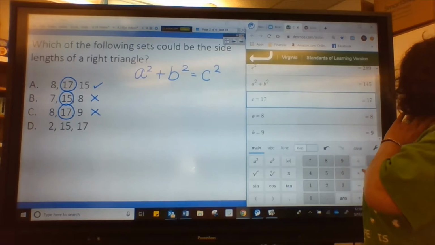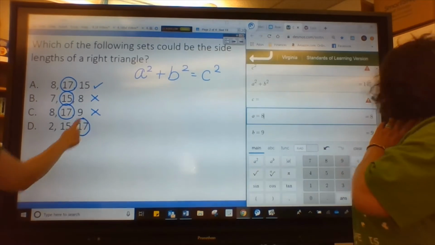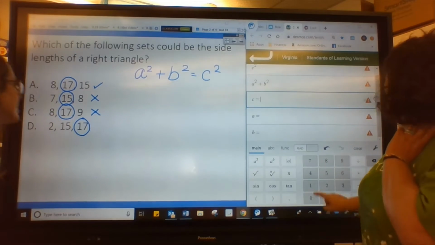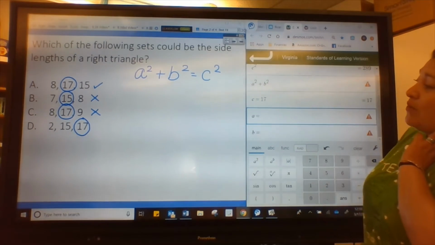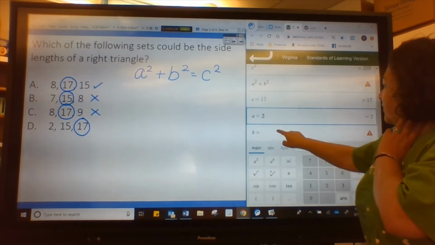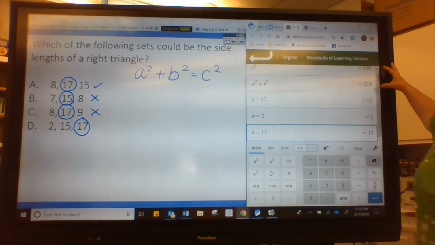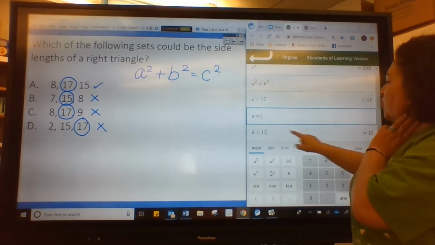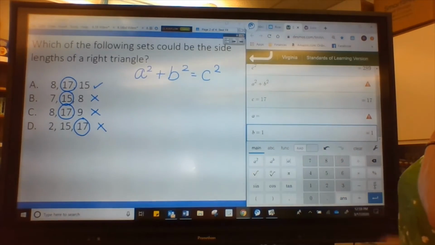And let's go ahead and try the last one. And what would the hypotenuse be? Because it's the longest side. 17. So we're going to put a 17 there. What would my 2 sides be? 2 and 15. And, oh, still doesn't work. No. But you know what? Let's go ahead and just put in that first one again just to make sure it works both ways.